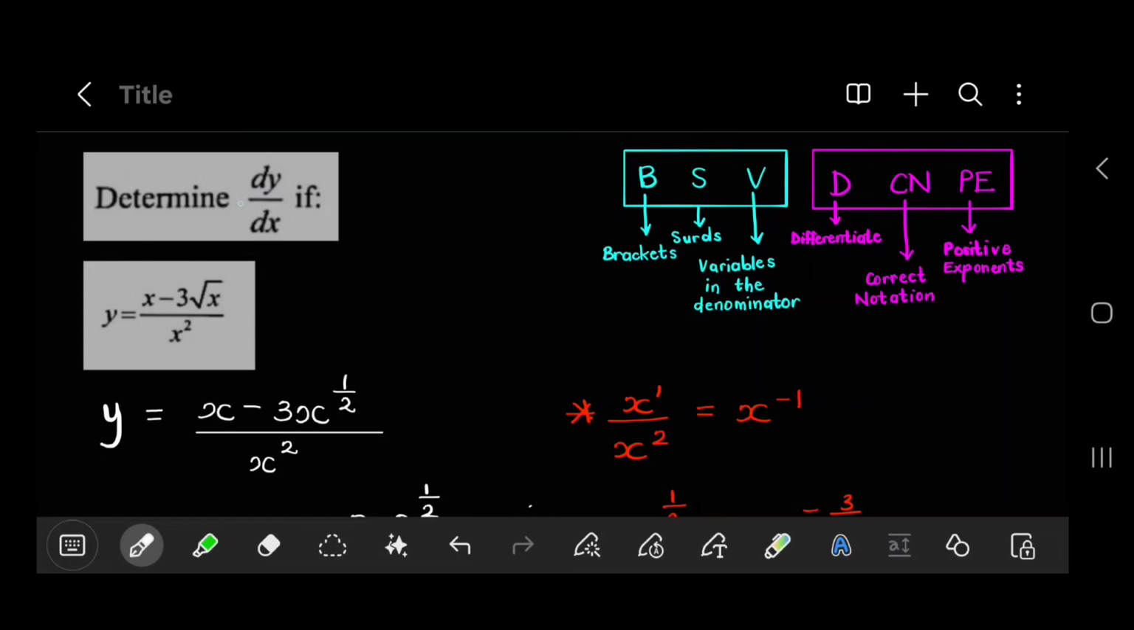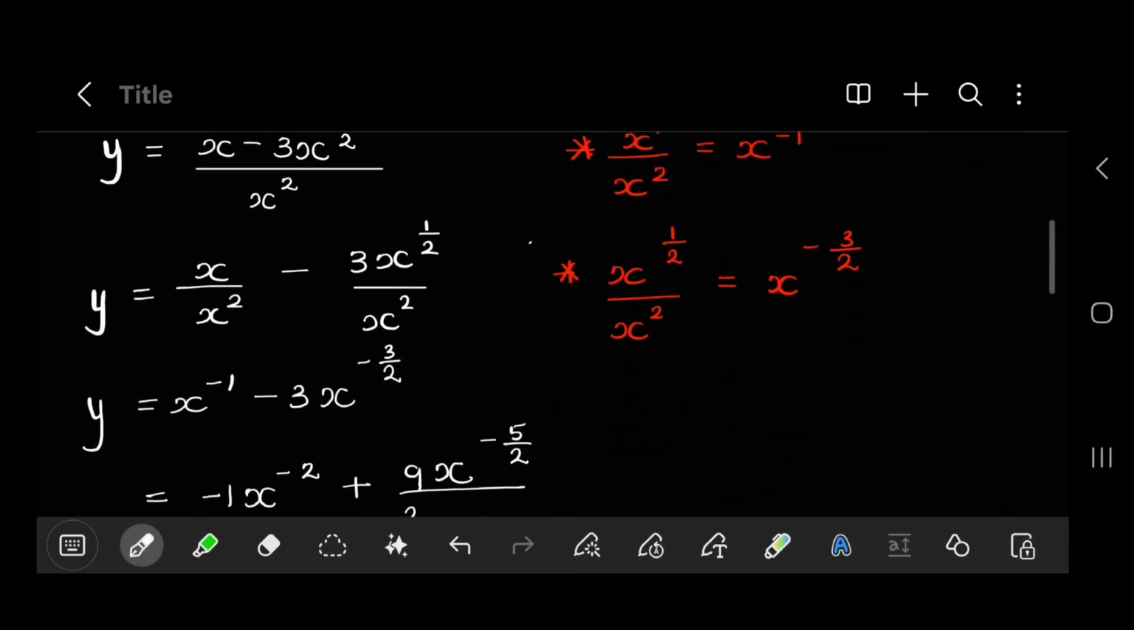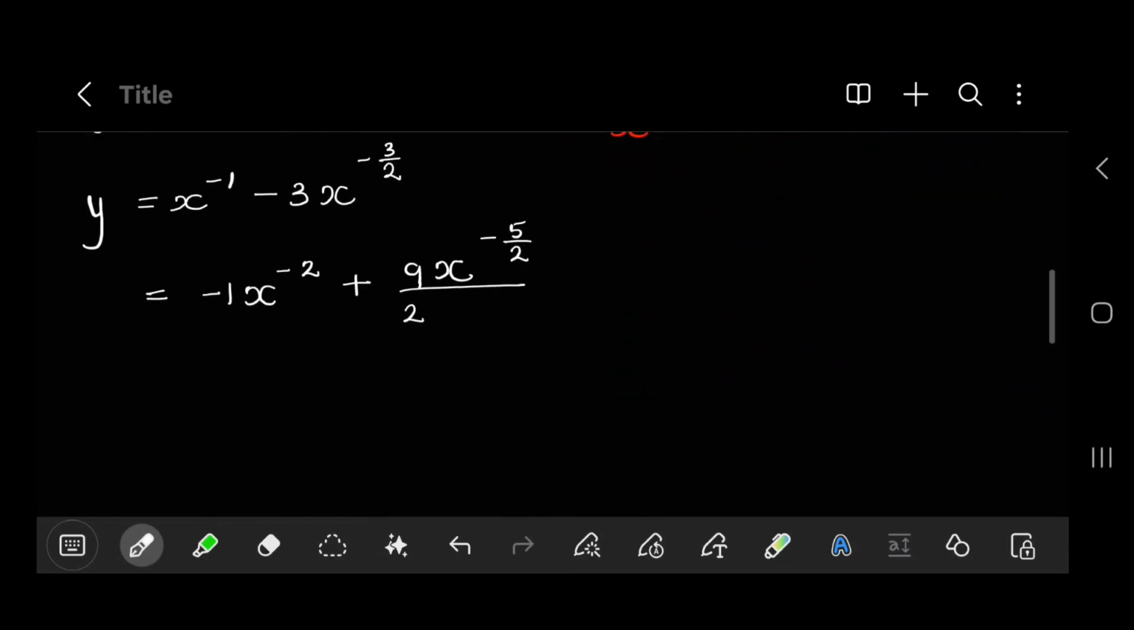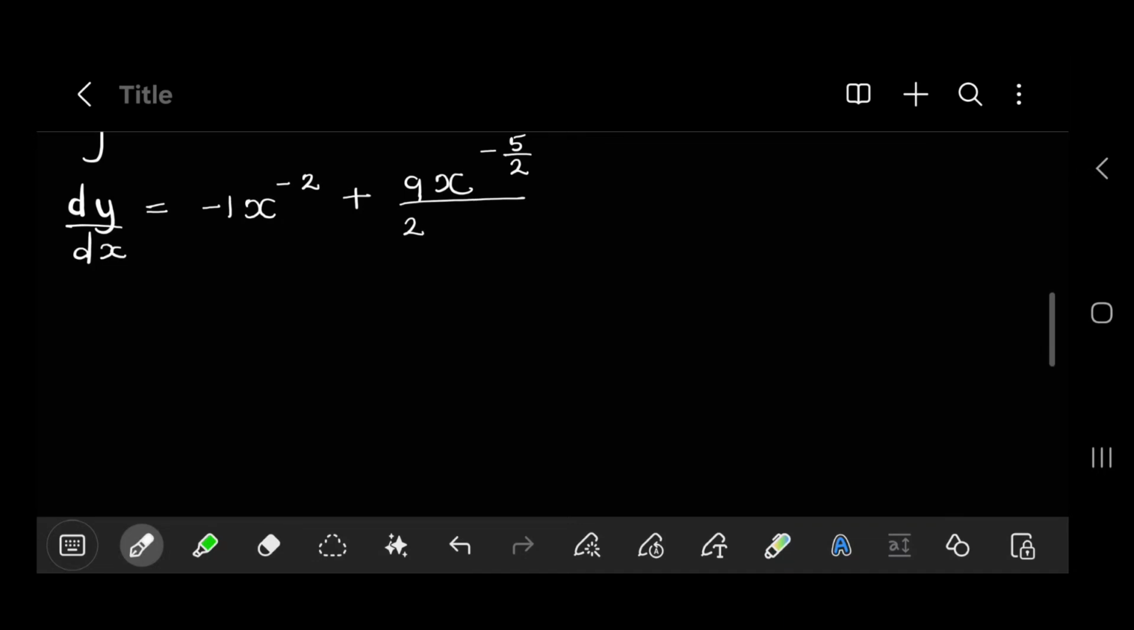So if ever you are asked to get dy over dx, bear in mind that once you differentiate, you replace y with dy over dx. You do not write y prime. So if your question specifically says determine dy over dx, that is the notation that you use once you differentiate. Something very important to take note of. So we have differentiated, we have used the correct notation, and the last step is to have positive exponents only.